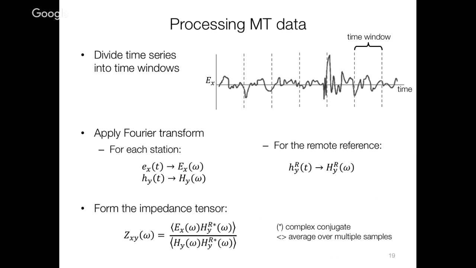So let's take a time series and divide it up into a whole bunch of windows. In each of these windows, we'll do a short Fourier transform. That would give Ex as a function of omega for this window, and one for that window. And then we could just go ahead and do an average, but we're going to bring in the fact that we've got a remote reference. So we're going to do a cross correlation of Ex with the Hy remote reference, as well as Hy with the remote reference.